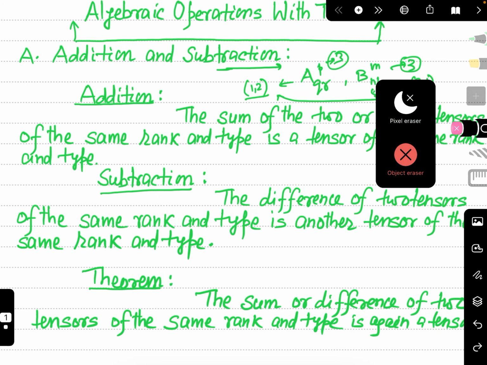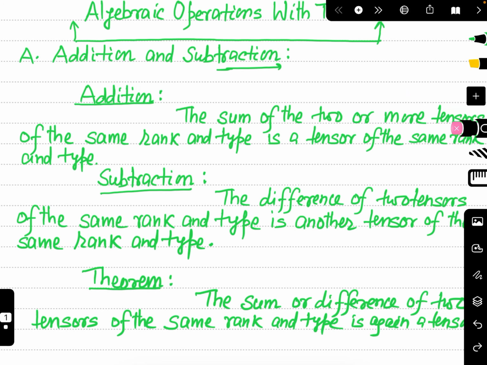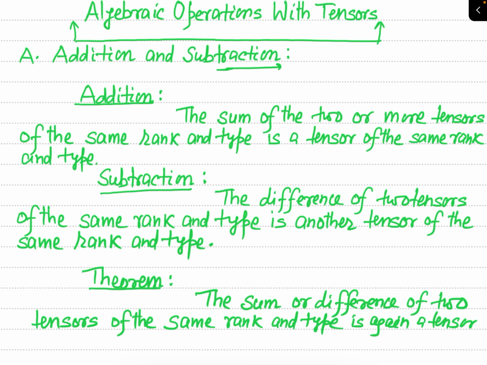Now, in a similar manner, if we want to subtract one tensor from another tensor, let us say again there are two tensors of same type and same rank. Again, we consider a tensor A^P_QR, contravariant index P and covariant indices QR, and another tensor B^M_NL. In this condition, you may subtract tensor B from A or A from B, because you can again see these two tensors are both of rank 3 and both of type (1,2). So it is possible to subtract one tensor from another.